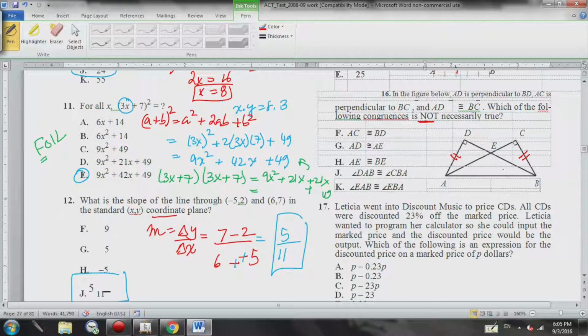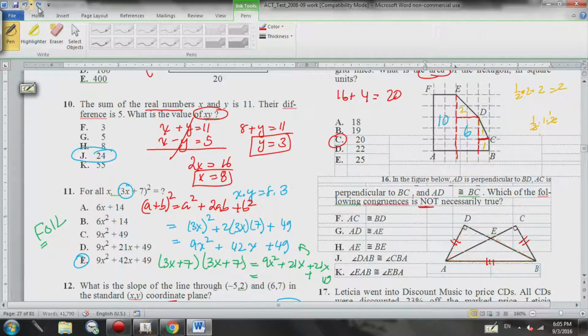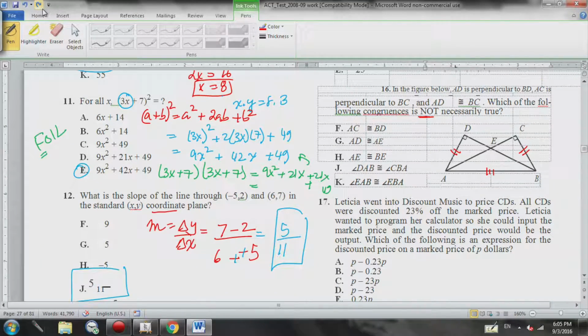Here we have triangles. We're trying to prove triangles congruent, so we have these sides common. These two triangles are going to be congruent. Once those triangles are congruent, then you have CPCTC: corresponding parts of congruent triangles are congruent.